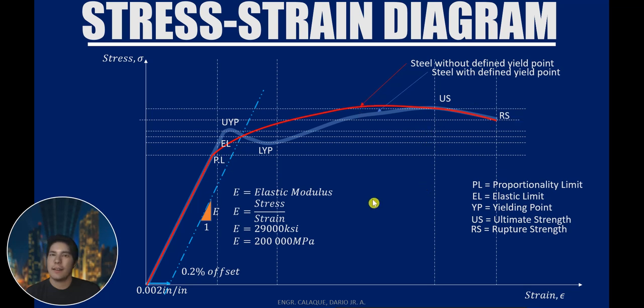Okay, so yun, no? So if you want to take the yielding point, so we just form a 0.2% offset out of that. Okay.